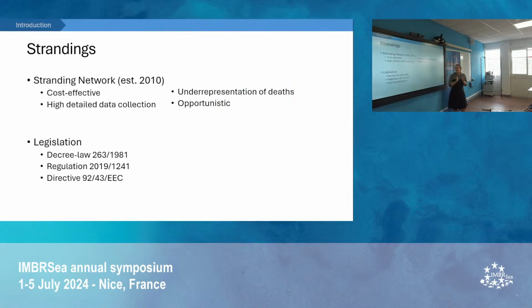So first, I would like to talk to you about the stranding network, which was established in 2010 in the Algarve. It is a cost-effective and highly detailed method of data collection, as we are able to take both length and samples from individuals that strand on our coast. Unfortunately, this does mean that it is an underrepresentation of deaths, as we cannot track all the deaths on our coast. We are subject to the currents and the sea conditions to be able to access these deaths, and therefore it's also an opportunistic method of sampling.